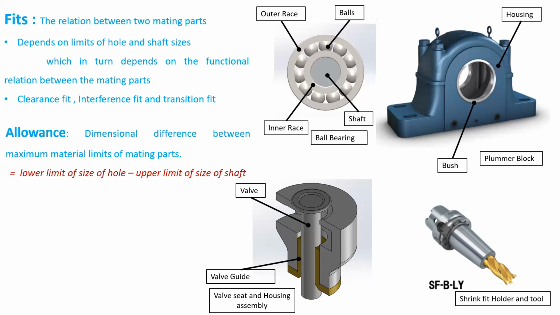One more term that is of importance is allowance. Allowance is the dimensional difference between the maximum material limits of the mating parts. The maximum material limits means the bigger the shaft, the more will be the material of the shaft. And similarly, the smaller the hole, the more will be the material in the body of the hole. So maximum material limits will refer to the difference between the biggest shaft and the smallest hole. So mathematically it is equal to the lower limit of size of hole minus the upper limit of size of the shaft.